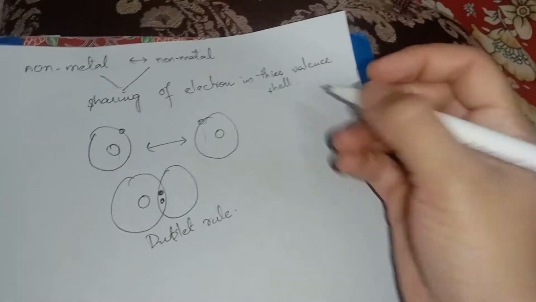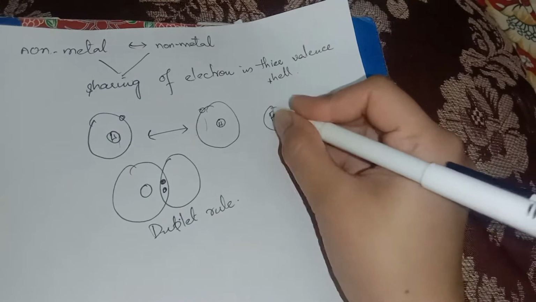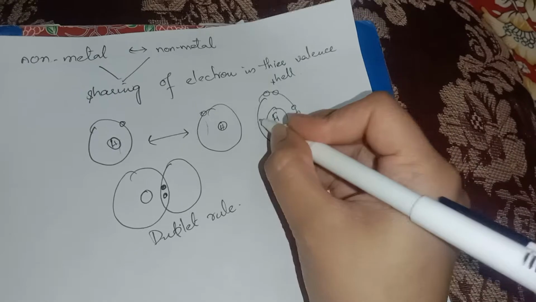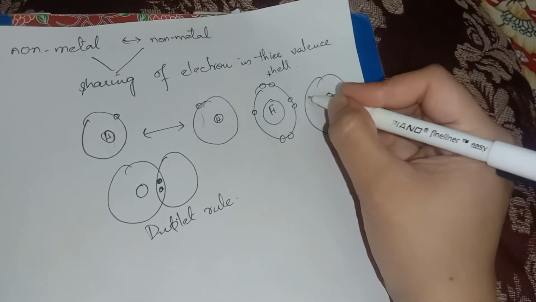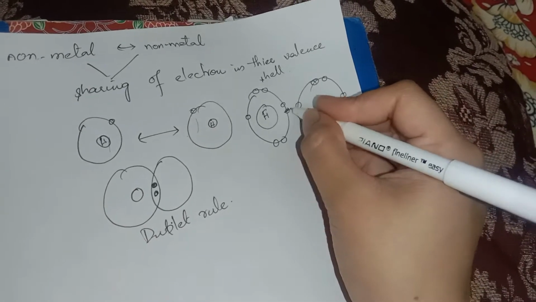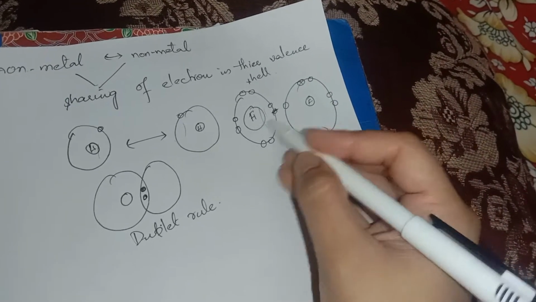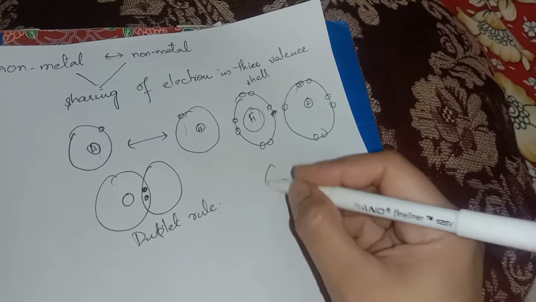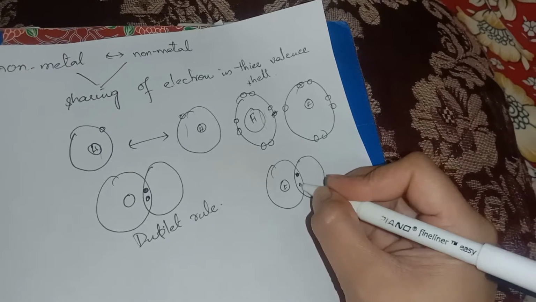Let's take an example of fluorine. This is hydrogen. Fluorine has 7 electrons in its valence shell. The sides having a single electron would come together and the valence shells would fuse together, hence they would share these two electrons, and they would form the covalent bond.